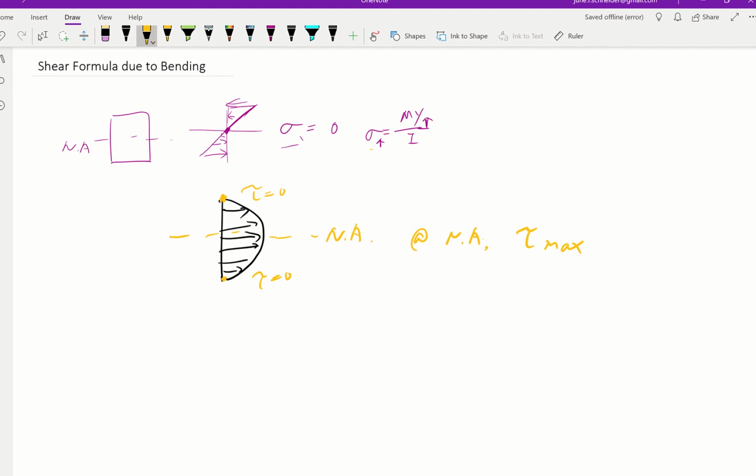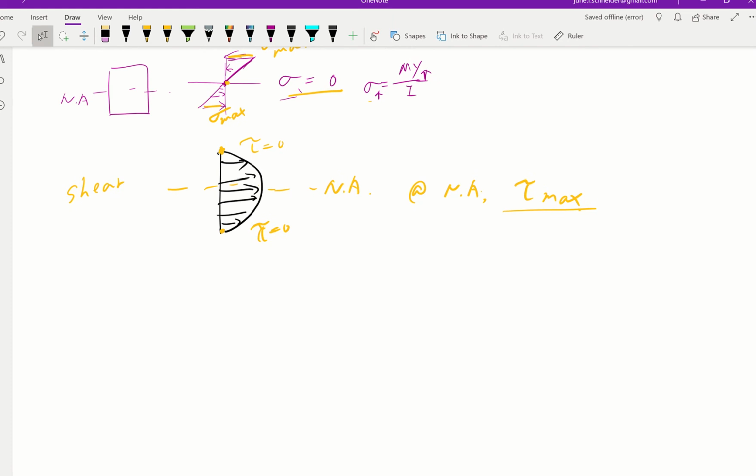This is exactly the opposite of bending flexural stress, because over here you get sigma equal to 0 at the neutral axis, while here you get the maximum of shear. While you are getting the maximum compression and tension stress, you are getting shear to be 0 here. So that's the difference, and I want to look at them side by side to realize that.